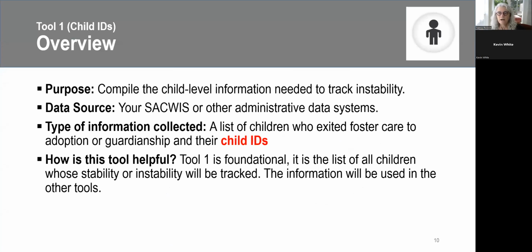The purpose of this tool is to compile the child-level information needed to track instability. When child IDs change after adoption or guardianship, and then children come back into foster care, the only way to capture reentry is for all IDs for a single child to be compiled in one location. Compiling all child IDs in one place allows agencies to determine the rate at which children and youth are experiencing instability. The data for this tool comes from your SACWIS or other administrative data systems. The type of information collected in Tool 1 is a list of children who exited foster care to adoption or guardianship and their agency-assigned child IDs.